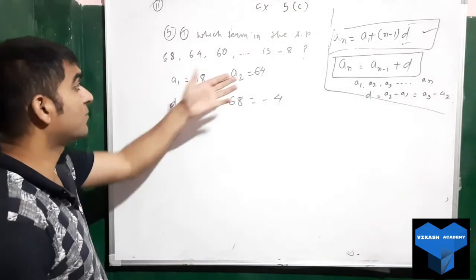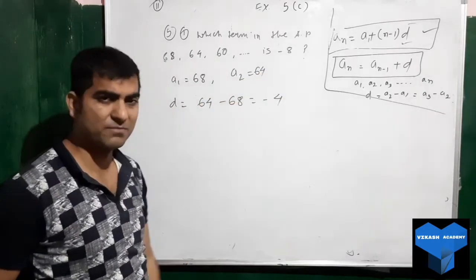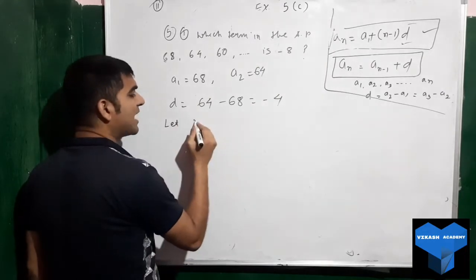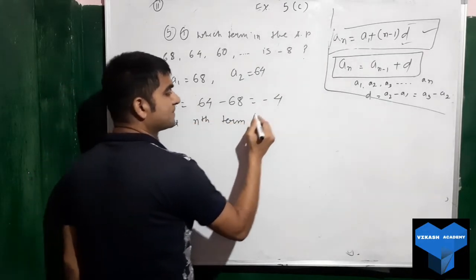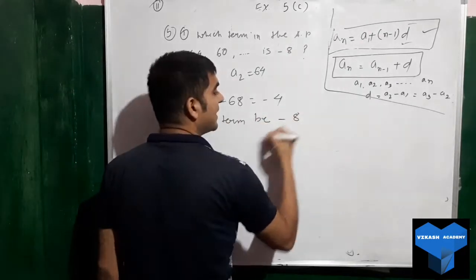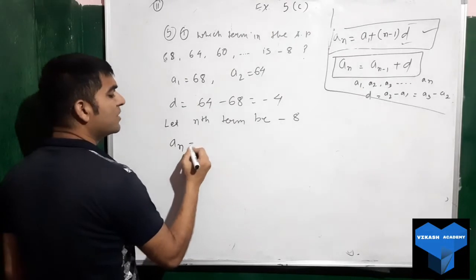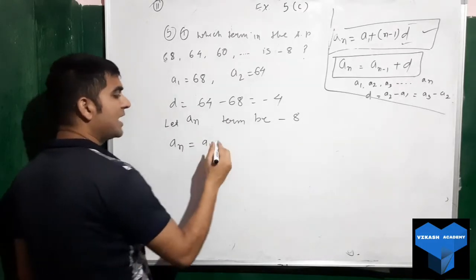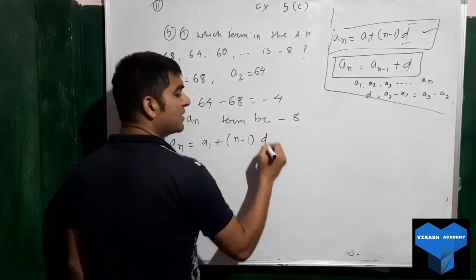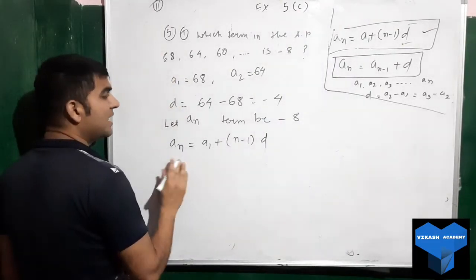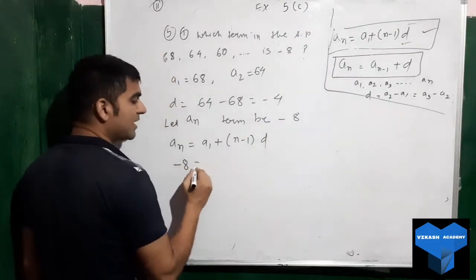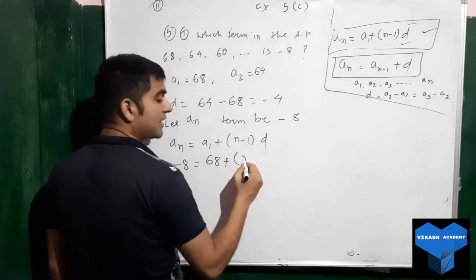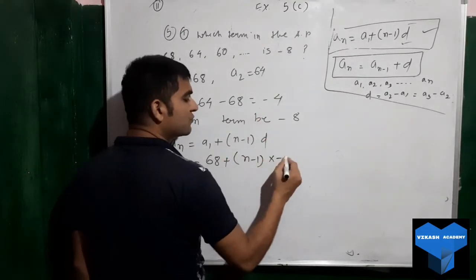Next, let this one, minus 8, be the nth term. You can write let the nth term be minus 8. You know the formula, a_n equals a1 plus n minus 1 d. Same thing, don't get confused. We put here a_n as minus 8, a1 we have 68, so 68 plus n minus 1, and d we got already, minus 4.